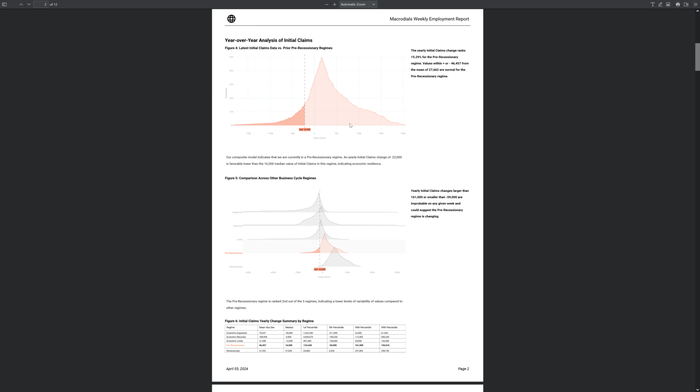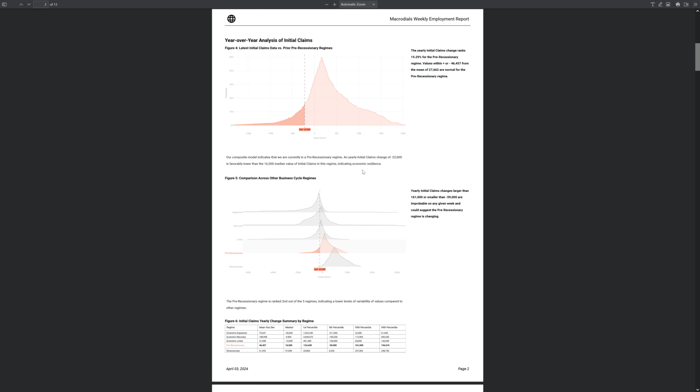The first chart shows where the current print falls within the historical range of prints in a given regime as identified by our macro composite model. This helps us understand whether the current release is normal or abnormal.